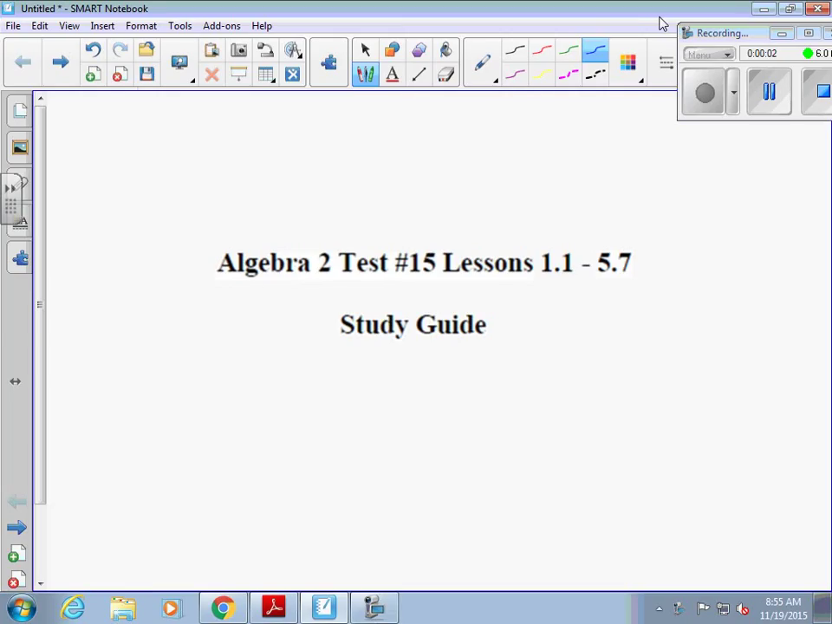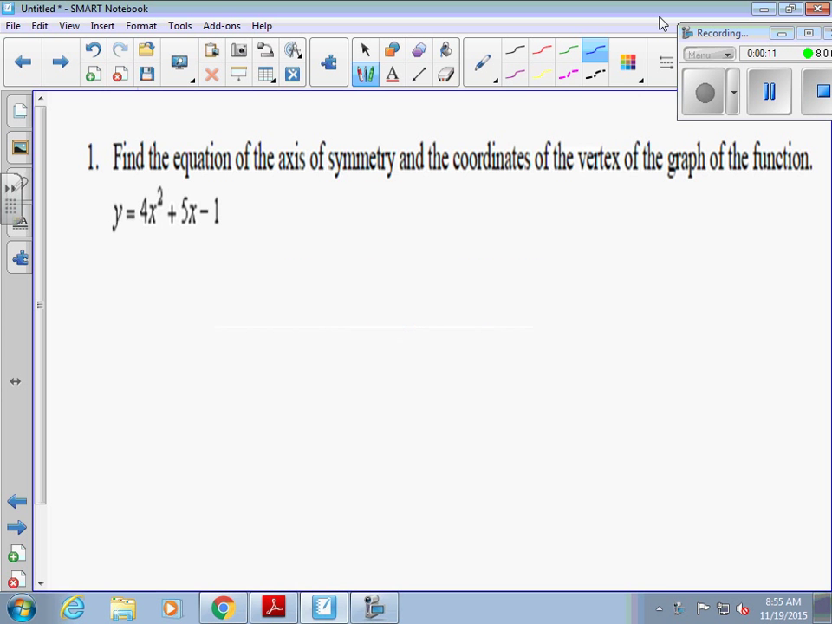It's Algebra 2, Test 15. We got through 5.7, where we're graphing quadratic inequalities. Number one, find the equation of the axis of symmetry.